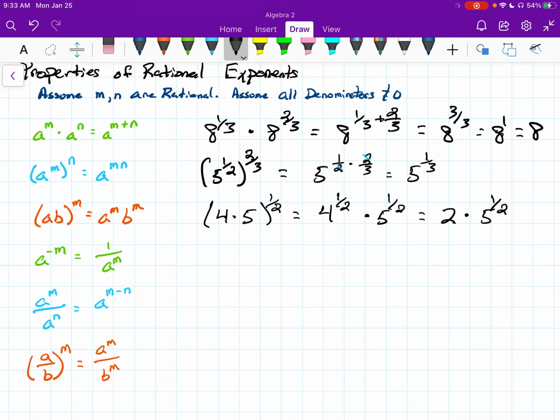Next up, say we have 9 to the negative 1/2. Well, that's the same thing as 1 over 9 to the 1/2, which is the square root of 9, so 1 over 3. Right? It's sometimes useful to write in your fraction here and say that, well, it's 9 to the negative 1/2 over 1. Sometimes it's useful to do that.